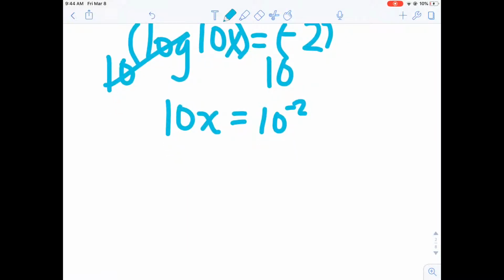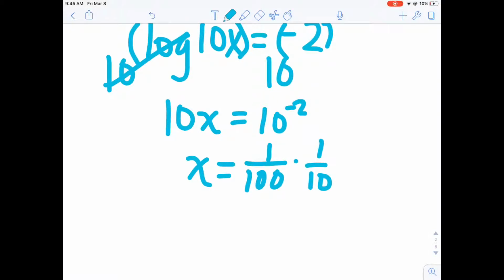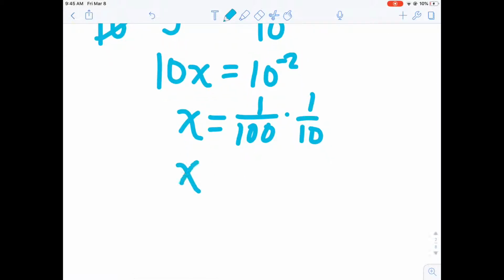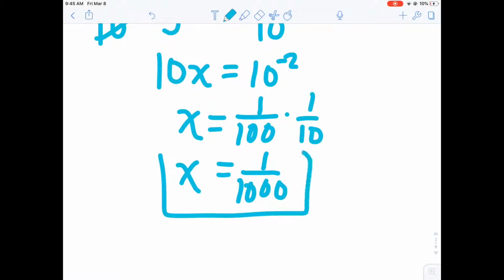10 to the negative 2 is actually 1 over 100. And since I'm going to be dividing by 10, I'm multiplying by 1/10. So I get 1 over 1,000. That is my x value.